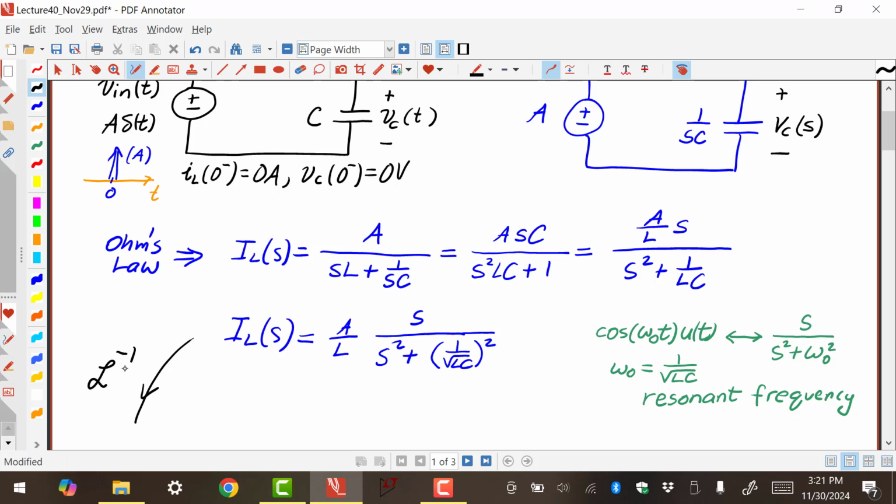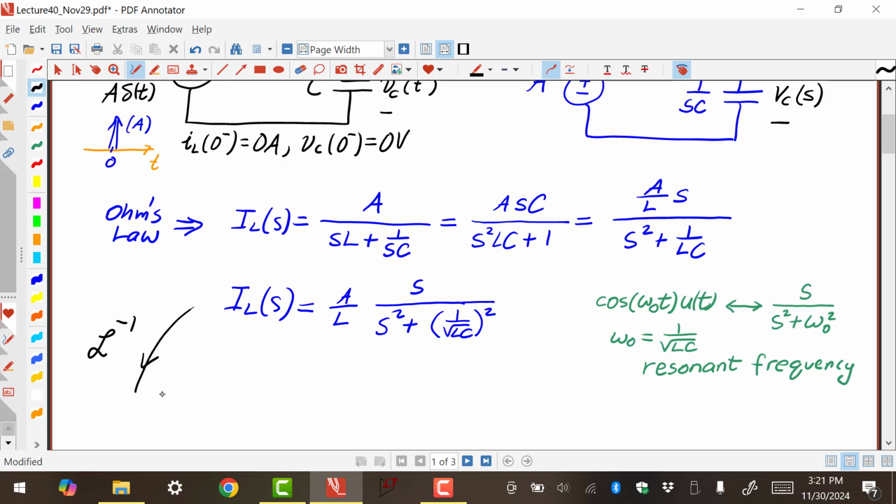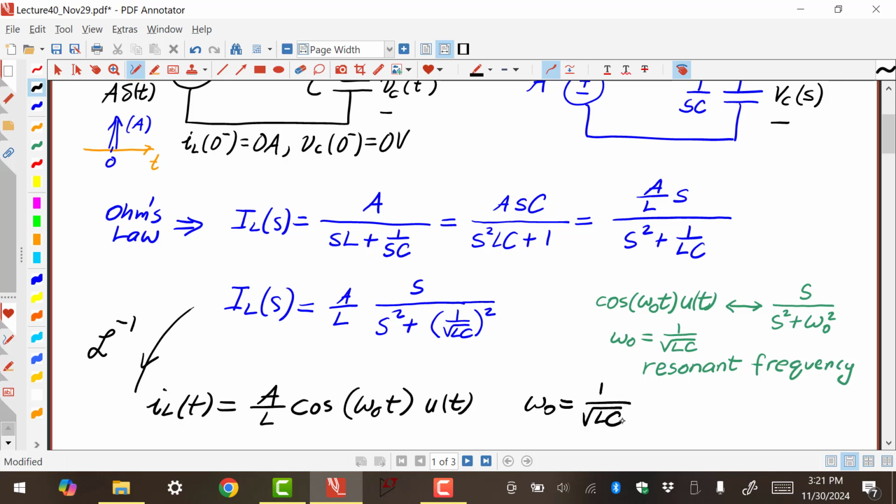So what this means is that I_L(t) is simply going to be a cosine. And of course, we're going to have a factor of A over L out front. So this is going to be I_L(t) equals A over L cosine of omega naught t times u(t), where omega naught is defined as 1 over root LC. If you want, we can leave the 1 over root LC in there. 1 over root LC times t would be the argument of the cosine.